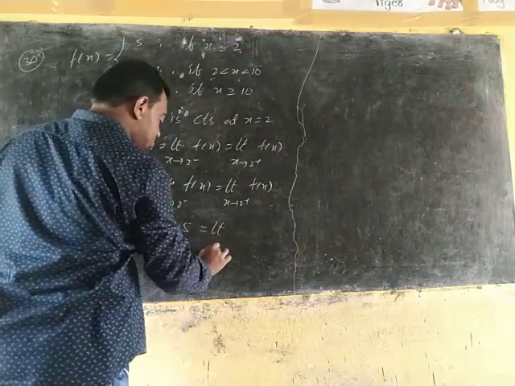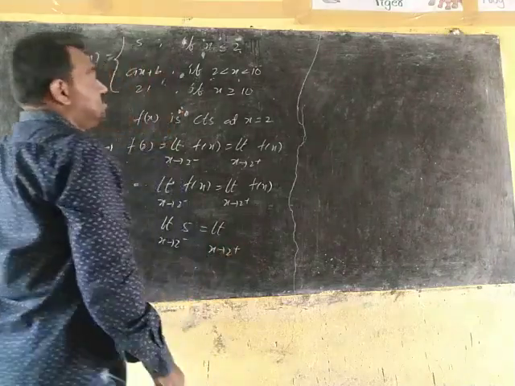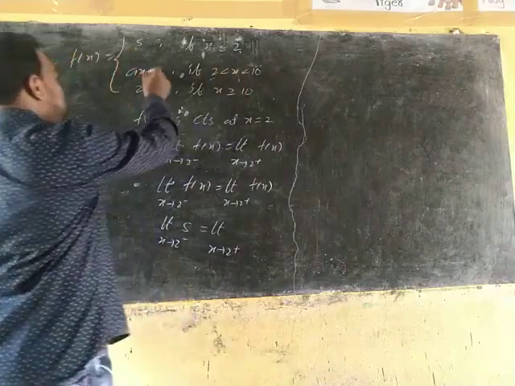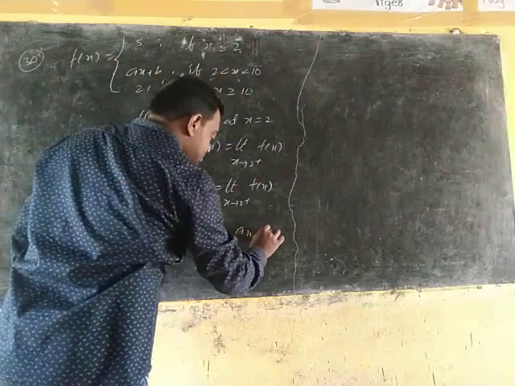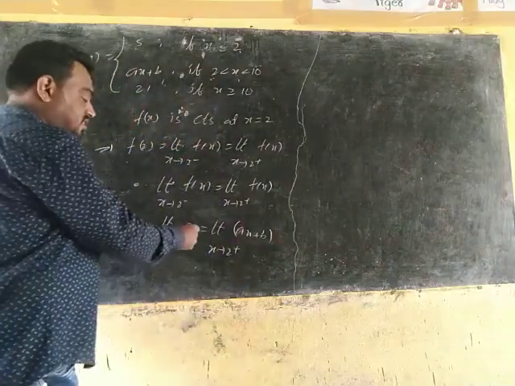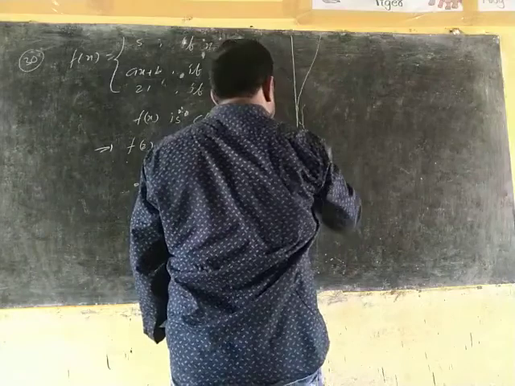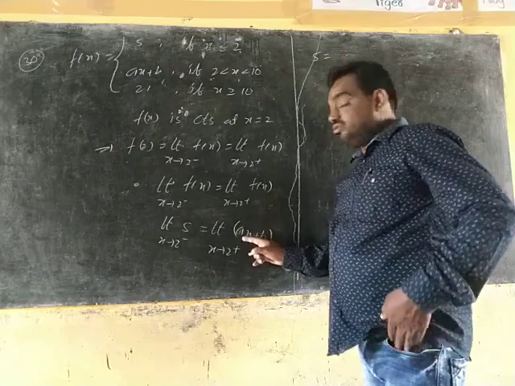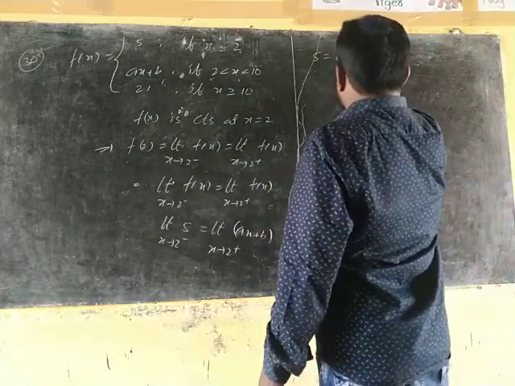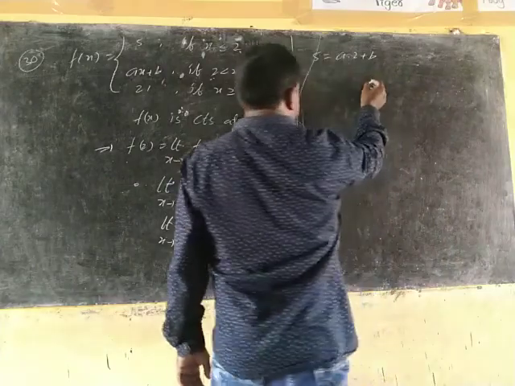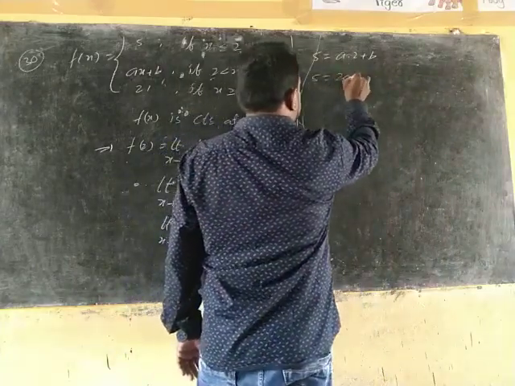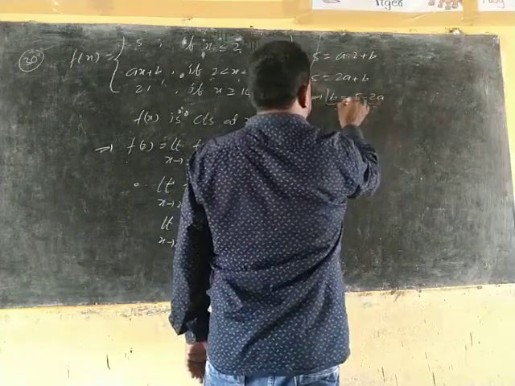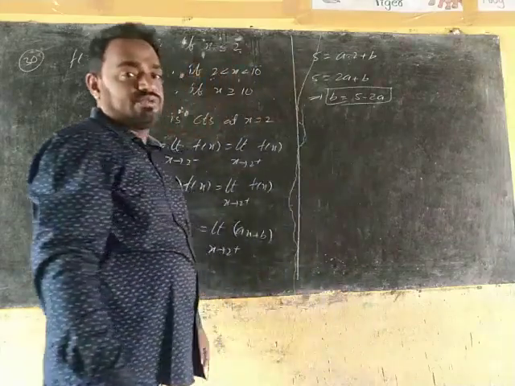This equals limit x tends to 2 plus. When x tends to 2 plus, x is greater than 2, f of x is ax plus b. You substitute x equals 2. The left side is a constant function, so we get the same constant. In the right side, in place of x, you substitute 2, so a into 2 plus b. So from this, 5 equals 2a plus b. From this, b equals 5 minus 2a.